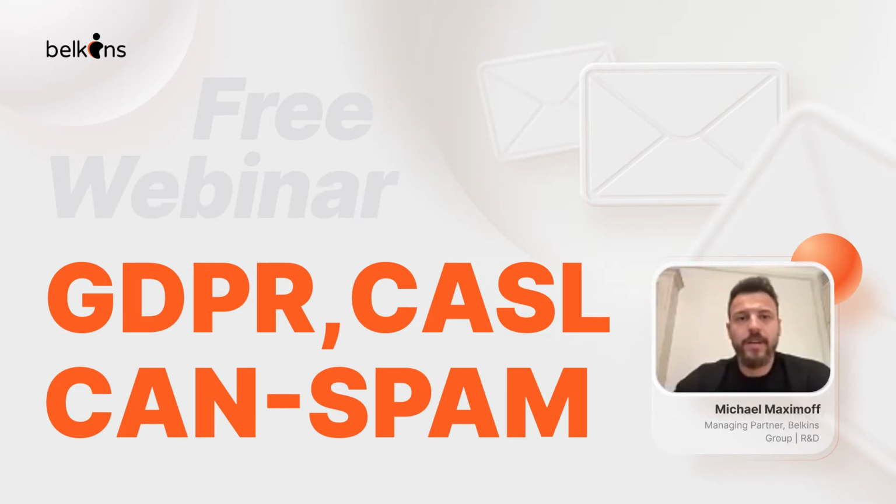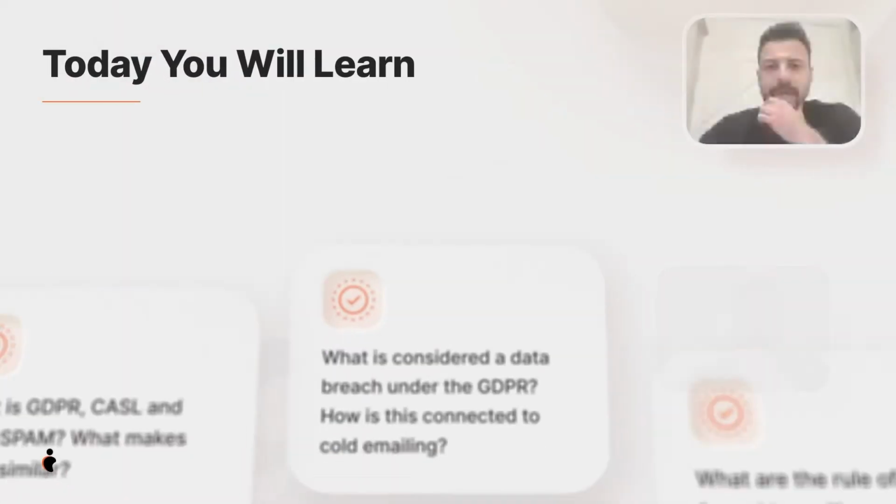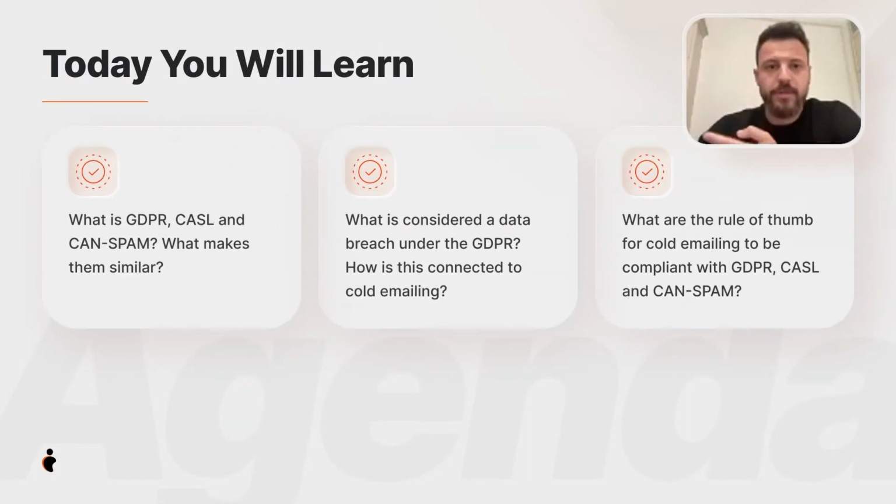All right. So we're two minutes past, so let's just dive into the discussion. Today, you're going to learn 3 things. First, what GDPR, CASL, and CAN-SPAM are, what makes them similar, and what makes them different. We're going to talk about what is considered to be a data breach under the GDPR, and how this is all connected to cold emailing. And then we're going to talk about the rules of thumb for cold emailing, how to be compliant with the GDPR, CASL, et cetera, and send good emails that people can be converted by.